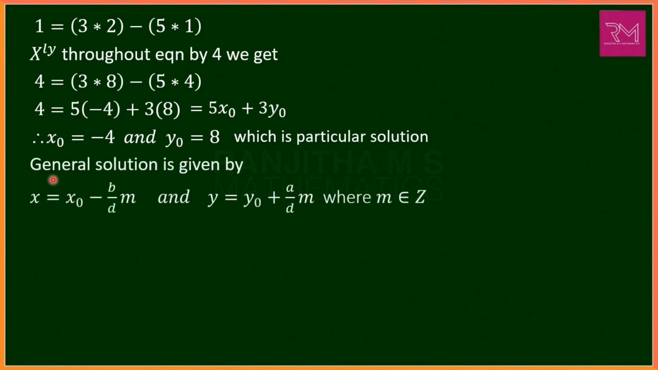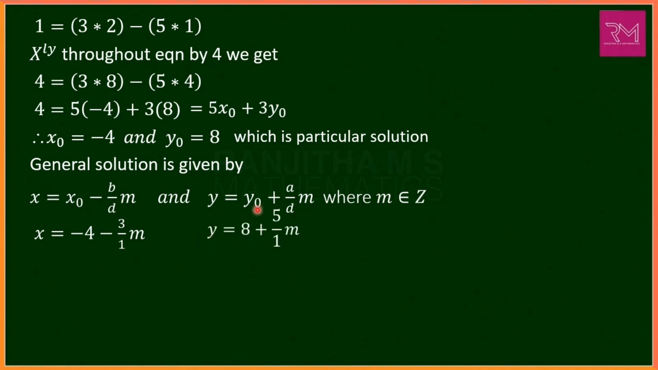Next step, we have to find the general solution for the linear Diophantine equation, which is given by the formula x equals x naught minus b by d into m and y equals y naught plus a by d into m, where m is some integer. Substituting the a, b, d, x naught and y naught values, we get the general solution. Here x naught is minus 4 minus b, which is 3, divided by d, where d is nothing but the gcd, which is 1, into m as it is.